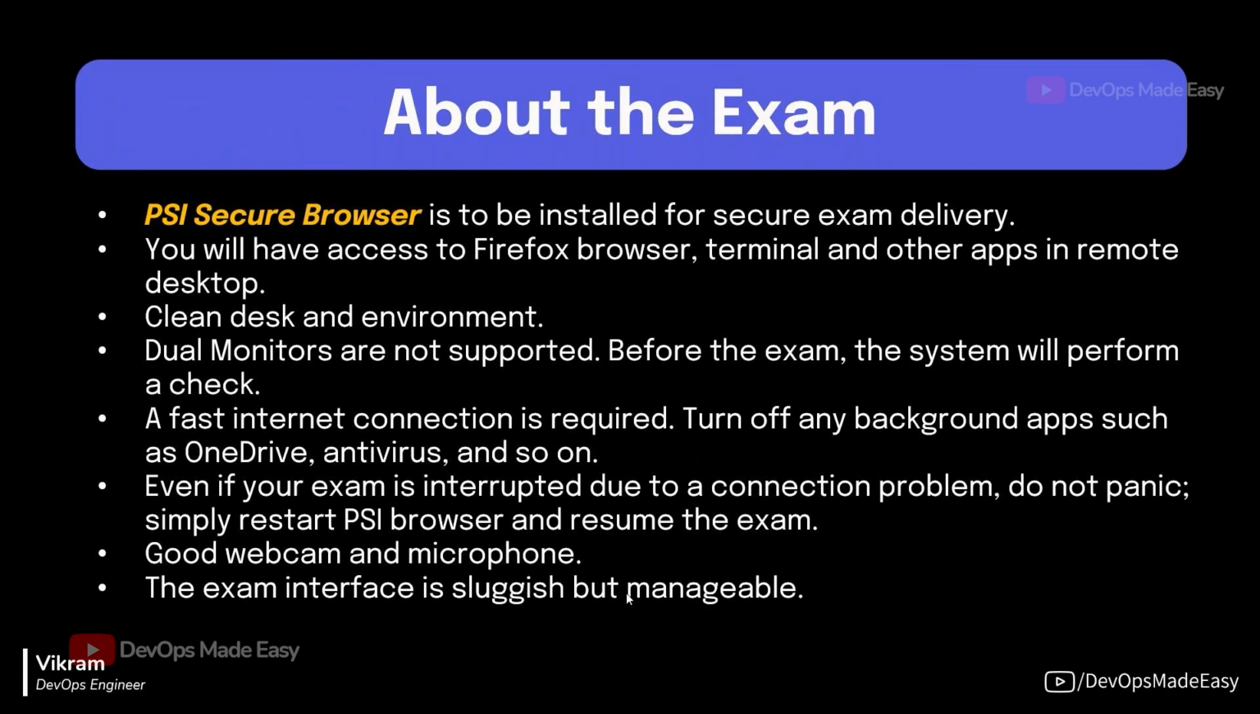And you need faster internet connectivity, because at the beginning of the exam they'll ask you to download this PSI browser, so it's better to have a fast internet connection. Also turn off any background applications, OneDrive, antivirus, so that your internet bandwidth will be saved. Even if your exam is interrupted due to some power issue or connection problem, you don't have to worry. Simply restart your PSI browser and resume the examination.